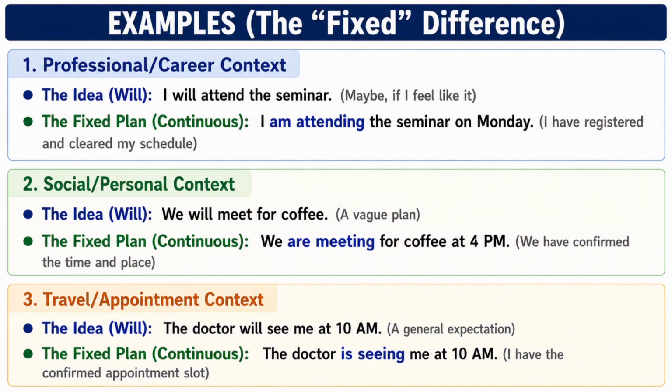This is just a general plan. But we are meeting for coffee at 4 p.m. This tells us that the time and place have already been decided.